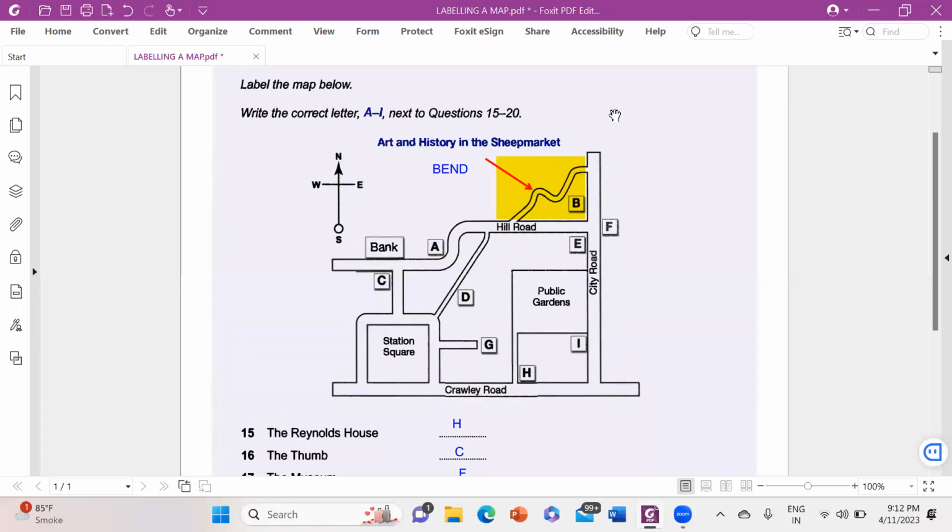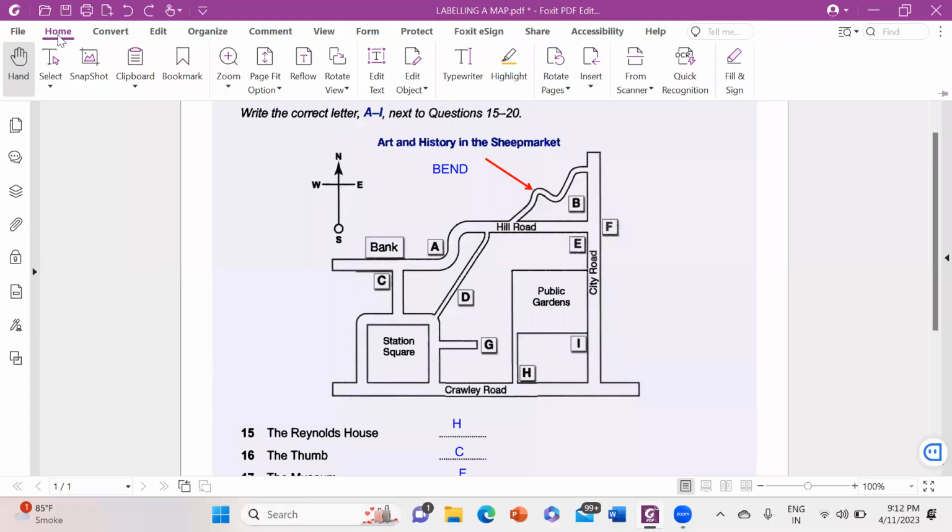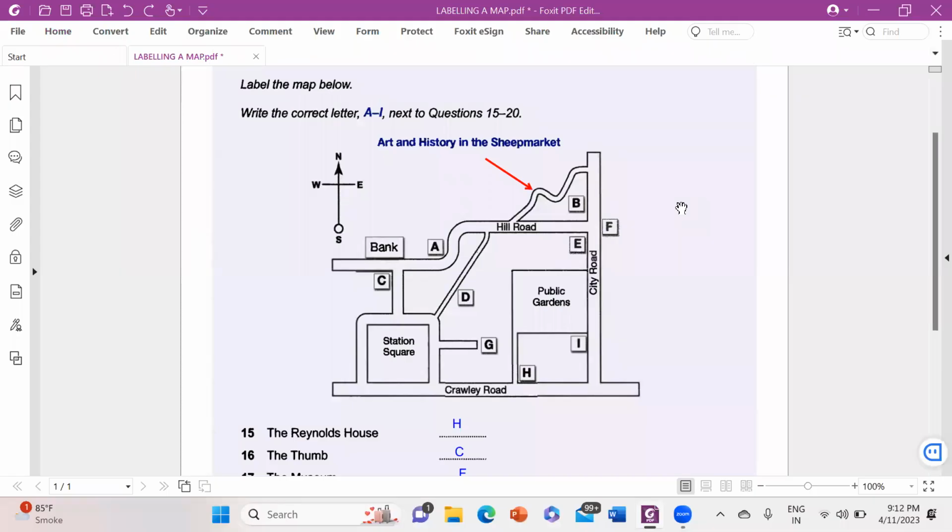Cool. That's it, guys. I hope you enjoyed today's class, and I hope you have understood that you have to really work on your directional language if you want maps to be easy. Otherwise, it does not matter how much you practice, you will never make it.